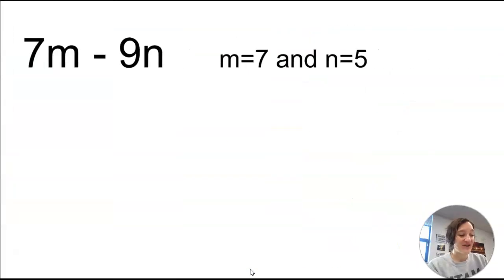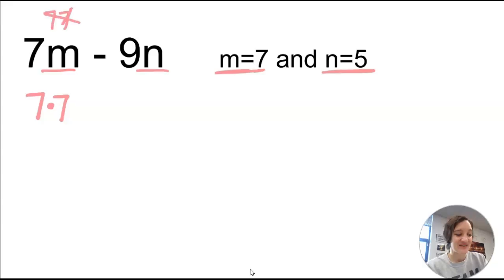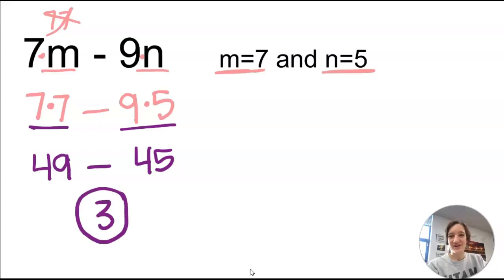What if there are two variables? Well, we've got m equals 7 and n equals 5. So we can go 7 times 7. Remember, it's not 77. It's times. Minus 9 times 5. I'm going to make sure we do multiplication first, and then bring down that subtraction, and we get 3.